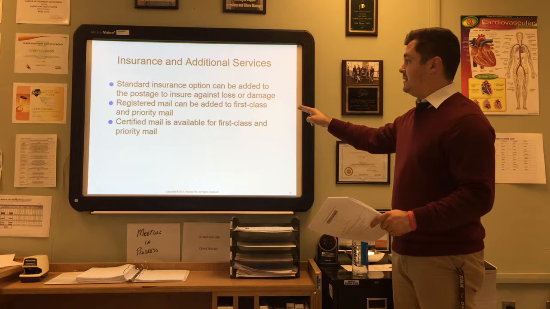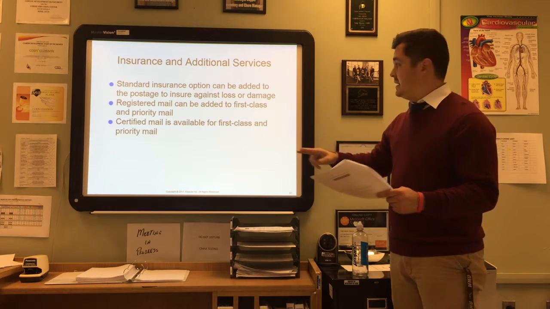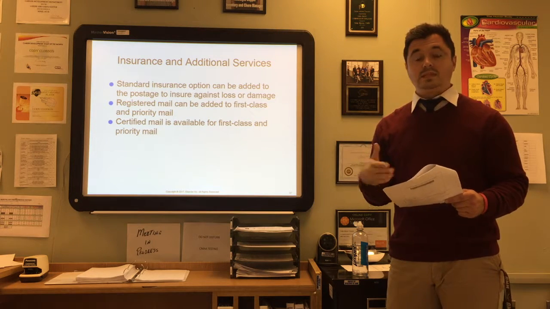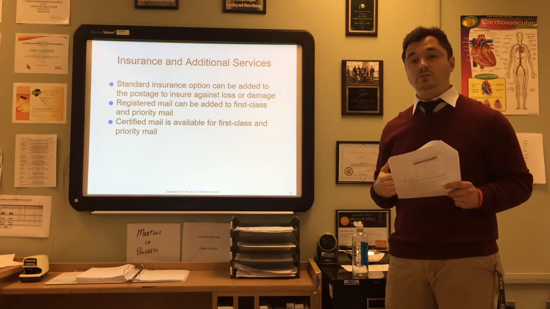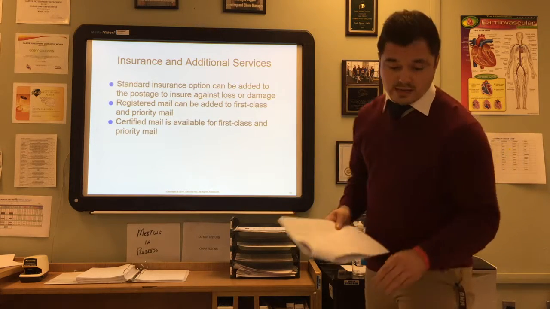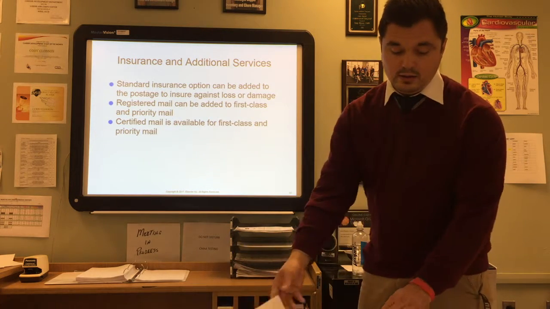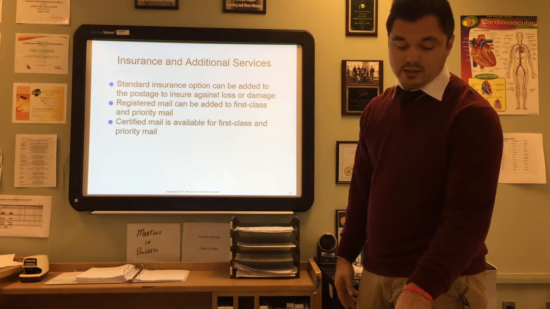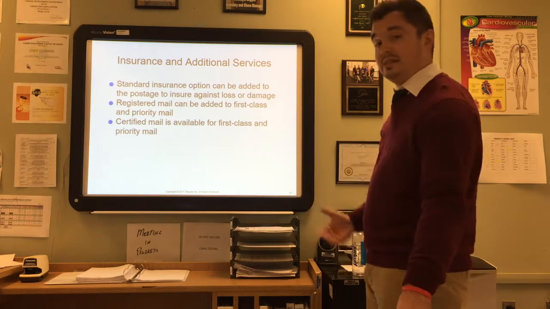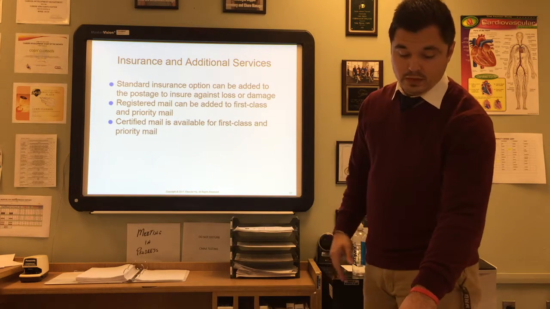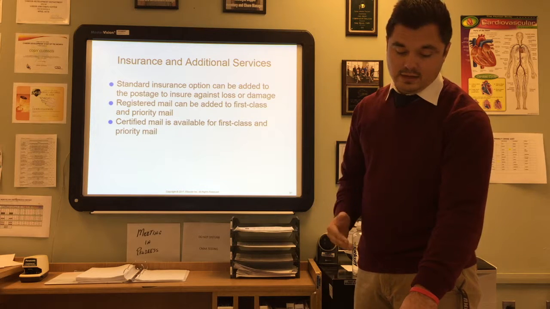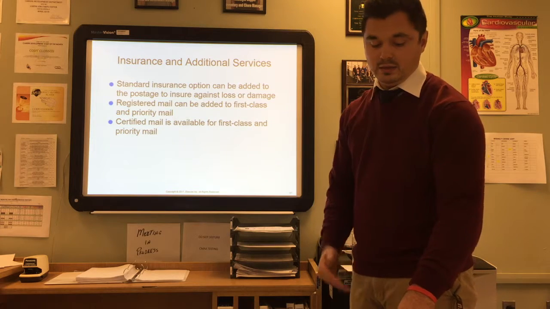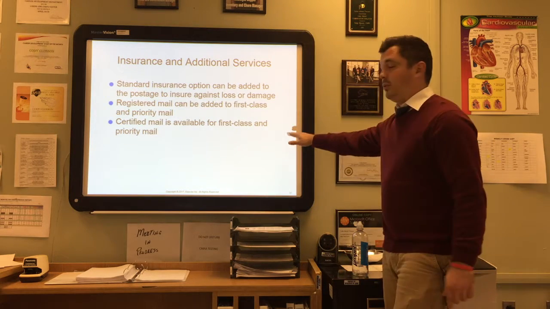Registered mail can be added to first class or priority mail, and basically what registered mail does is it makes them sign for the letter, and it will send you a receipt as well. Certified mail is also available for first class. So registered mail is used to protect expensive items. A mailing receipt is given upon request and electronic verification of delivery can be sent as well. With certified mail, the mailing receipt provides evidence that the letter was mailed, and the return receipt shows the delivery of the information and the recipient's signature. So that one is super important, guys.